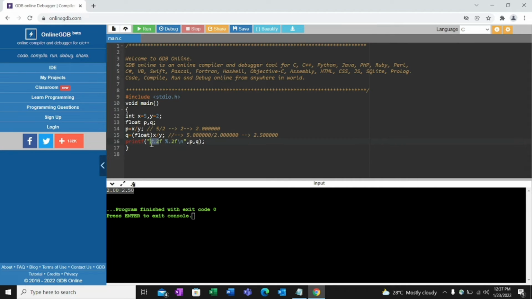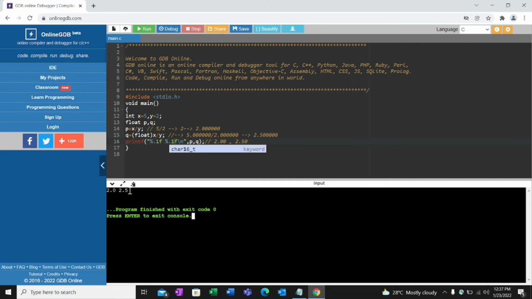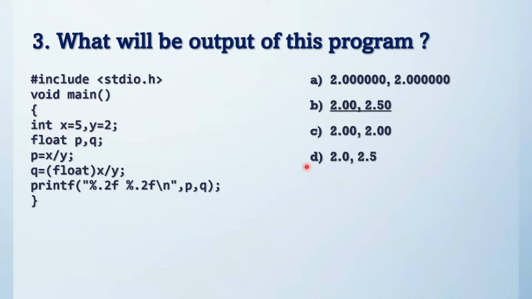But here .2 is there. .2 means it will print up to 2 digits, like 2.00 and 2.50. If you want 1 digit, then put .1. Let's see, the output is 2.0 and 2.5. And if you put only %f, then by default it will print up to 6 digits. Okay, then the answer is 2.00, 2.50.